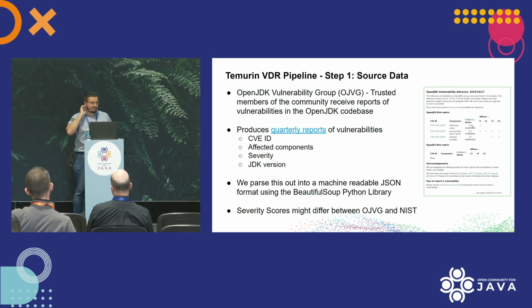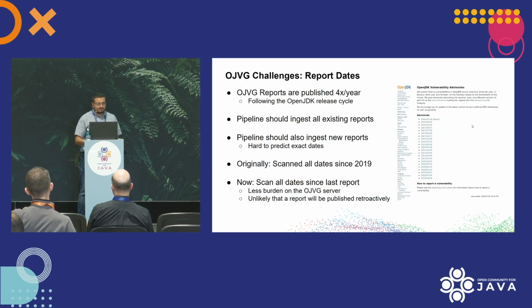And this is important to have from here, because actually, depending on how you use your severity score, it might differ between what the OJVG thinks and what NIST thinks, because NIST analyzes the library kind of holistically in all its possible usages. But that vulnerability might not actually be used in the OpenJDK, so the severity from OJVG might be lower, because we might not be affected by the vulnerability in the library if we don't use the code path that exposes it. So we take this web page, we parse it out using the Beautiful Soup Python library.